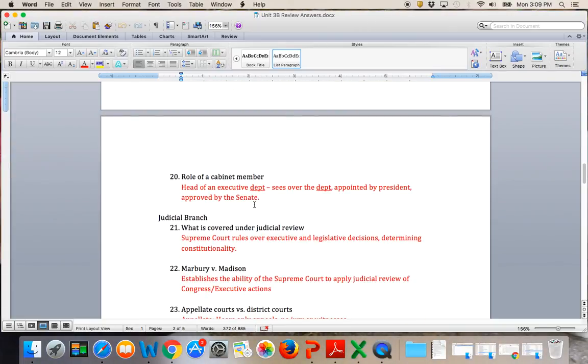And again, the role of a cabinet member: you are the head of an executive department. You oversee that department. You're appointed by the President, but you must be approved by the Senate. Examples: Secretary of State, Secretary of Treasury, head of the Homeland Security Department.